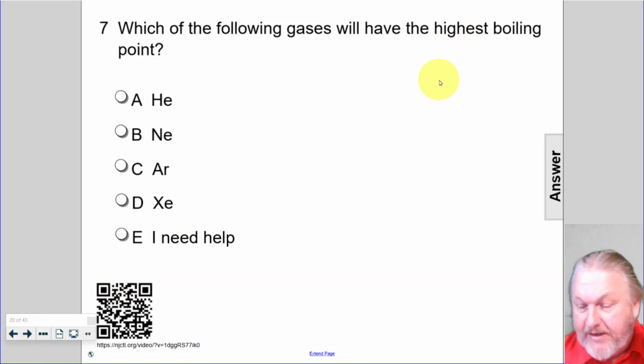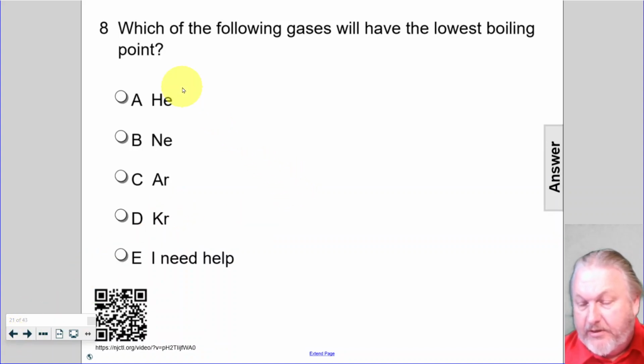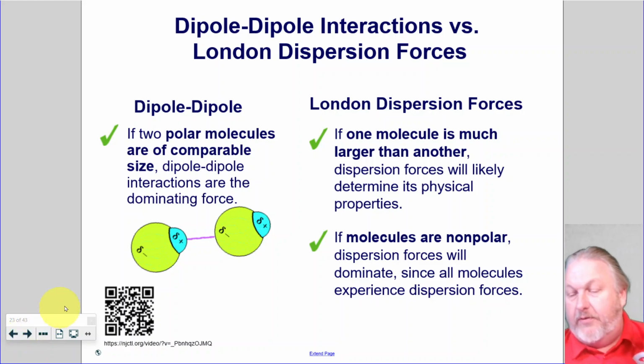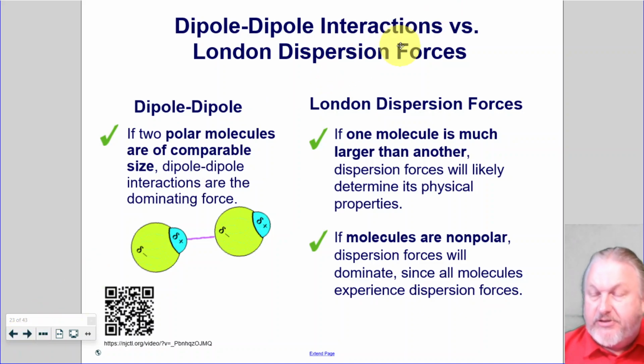Which would have the highest boiling point? Of course, that would be xenon. Just move through these quickly. And helium would have the lowest boiling point because it only has 2 electrons. So if we look at these dipole-dipole interactions and compare them to LDFs, if we've got 2 polar molecules and they're about the same size, there's going to be more dipole-dipole interaction. That's going to be the dominating force.